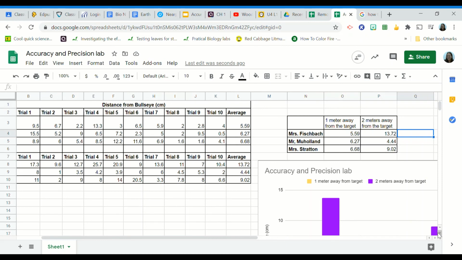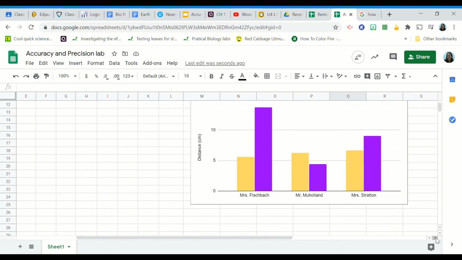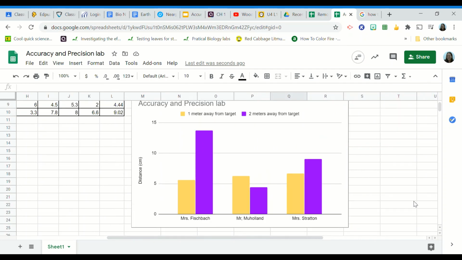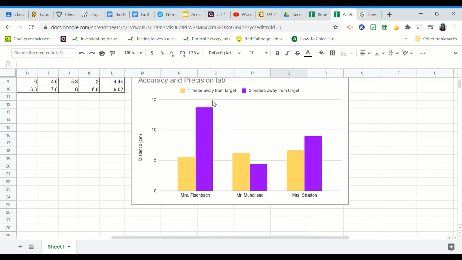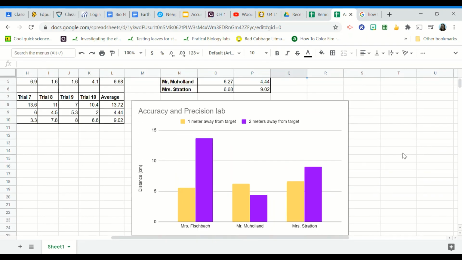Now I've moved this down and over, and we can take a look at this chart here. It has a title of accuracy and precision. I have Mrs. Fischbach, Mr. Mulholland, and Mrs. Stratton down here as labels. The y-axis is also labeled distance in centimeters. And then I have 1 meter away from target, 2 meters away from target. And you can see our data very clearly. So rather than having to look at all of the numbers in the data table, you can just simply look at the graph, and it gives you all the information that you need.